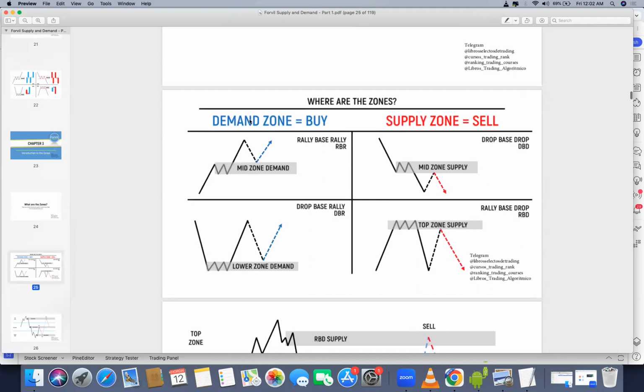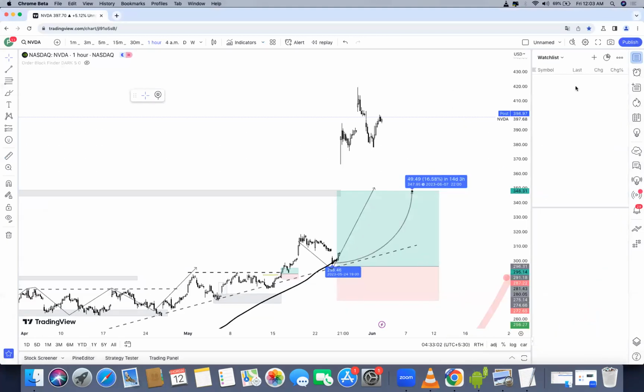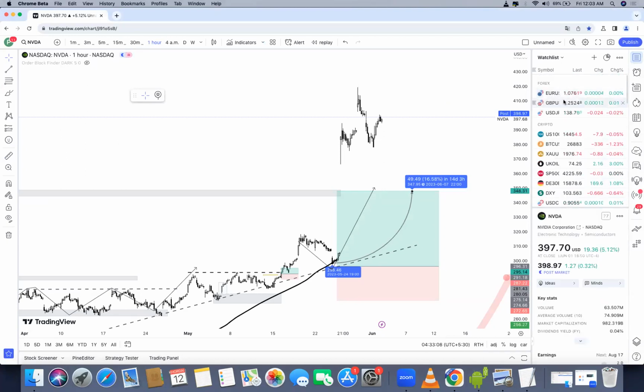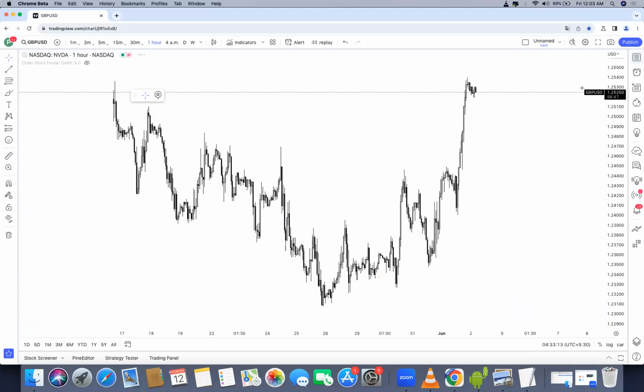We've talked about the demand zone and supply zone, and we did some illustrations and examples. One of the examples we used last week was the euro dollar and the pound dollar. So let me check on this.